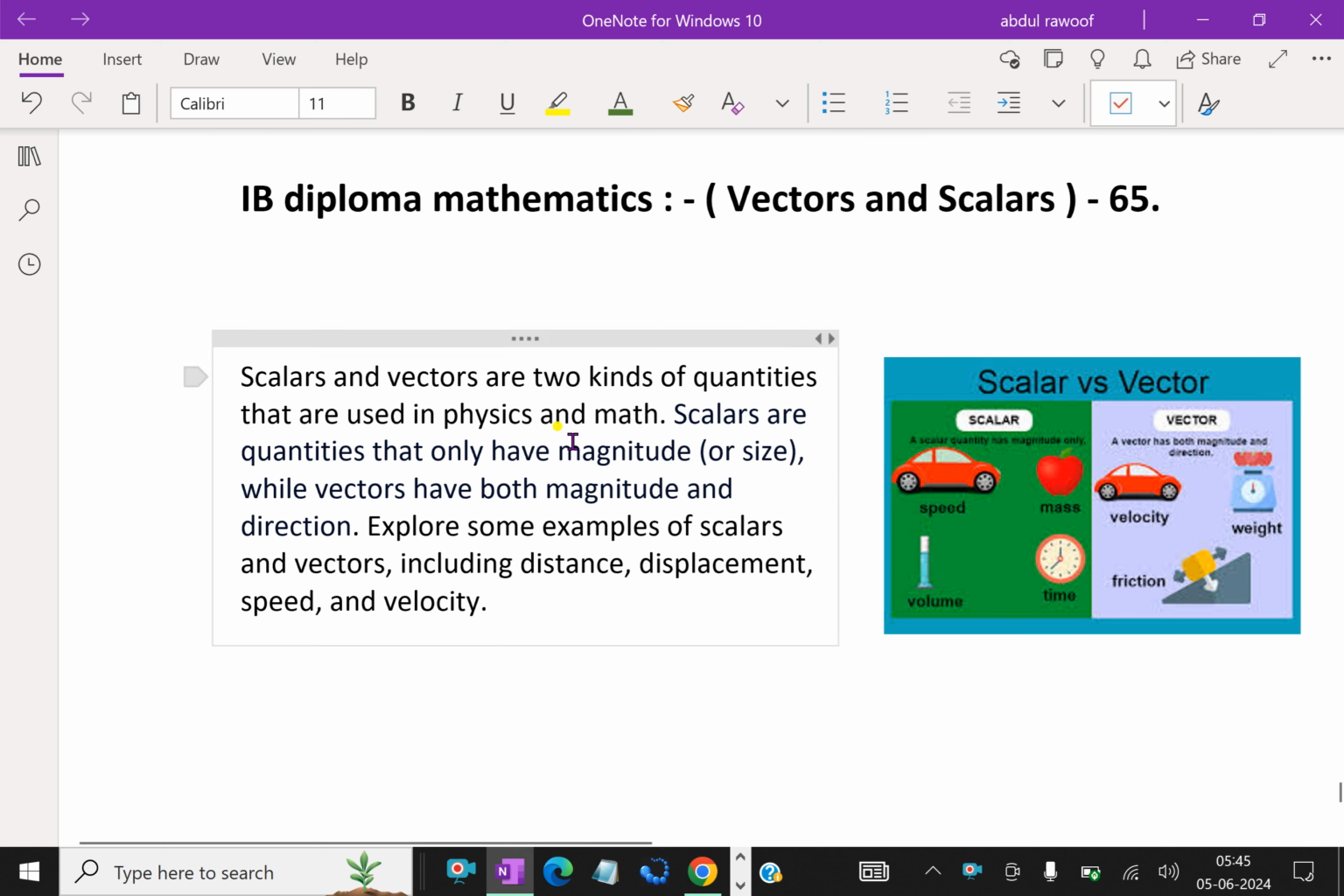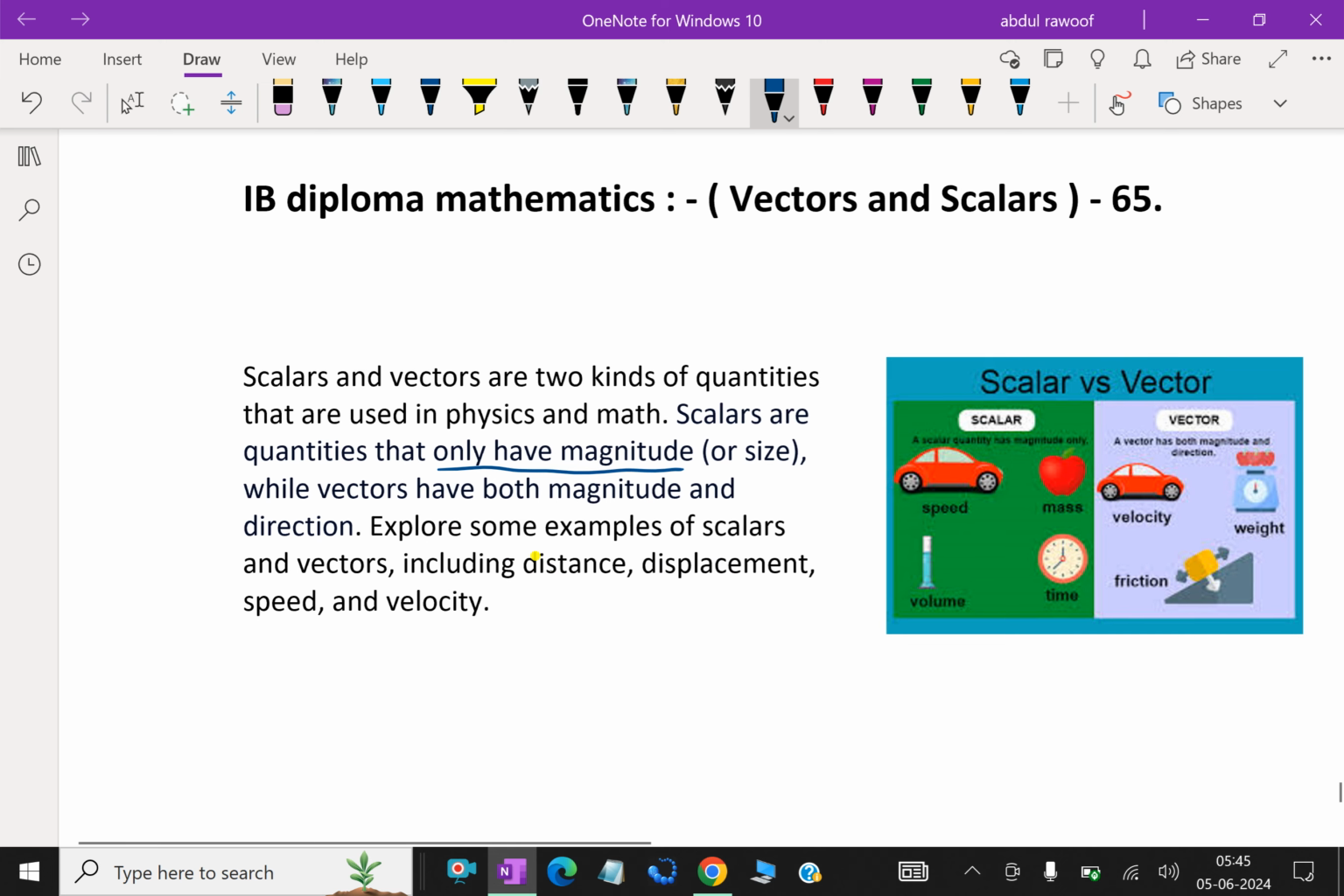Scalars and vectors are two kinds of quantities that are used in physics and maths. Scalars are quantities that only have magnitude, or size, while vectors have both magnitude and direction. Let us explore some examples of scalars and vectors, including distance, displacement, speed, and velocity. Here, speed is a scalar.